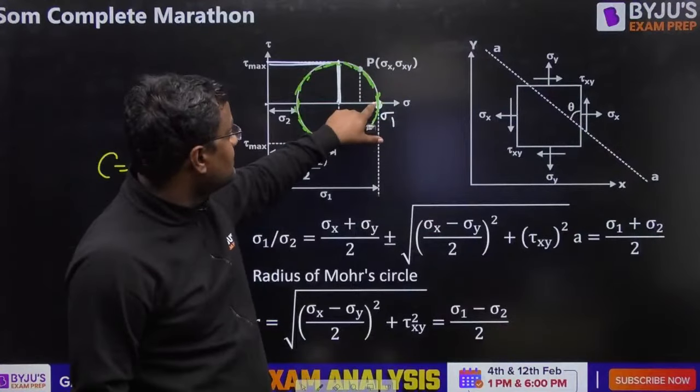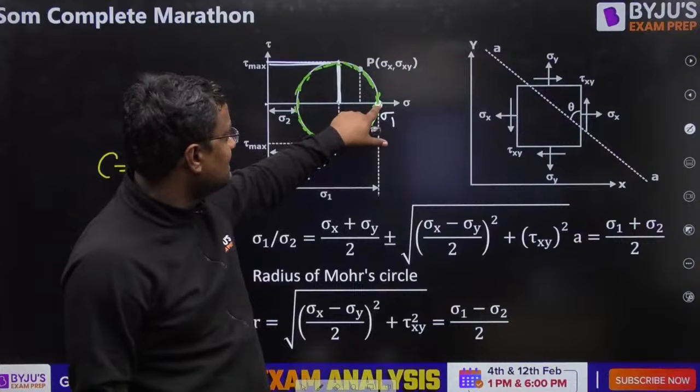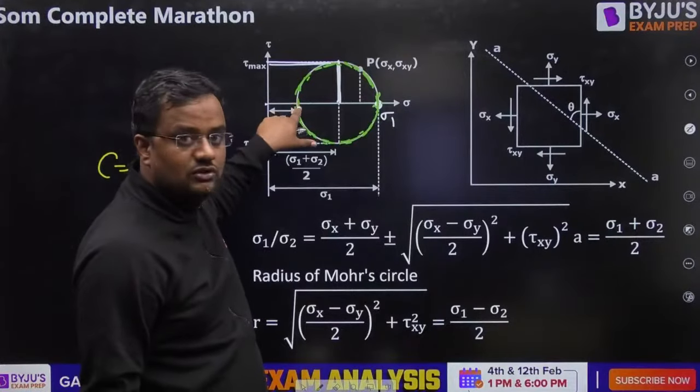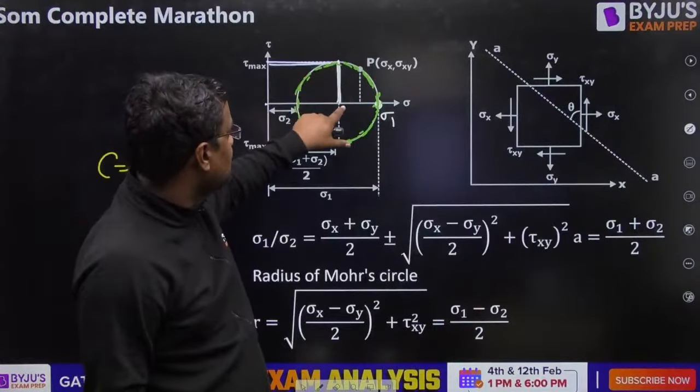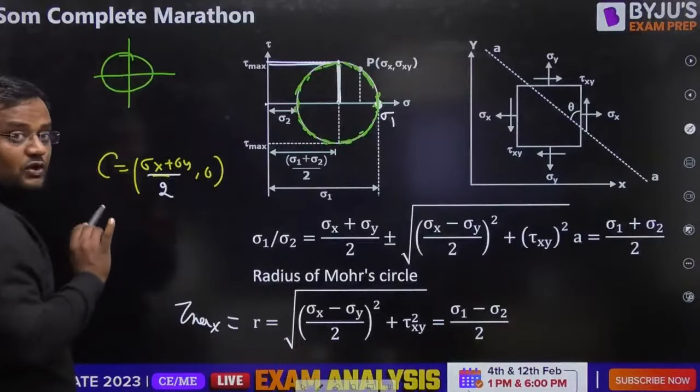Out of the various points, this is the maximum normal stress, sigma 1. This is the minimum, and you can see that at maximum, tau is 0, at minimum also tau is 0, and where tau is maximum, sigma is not 0. But if the Mohr circle comes like this, that is the case of pure shear.